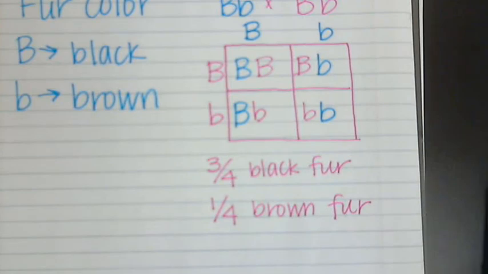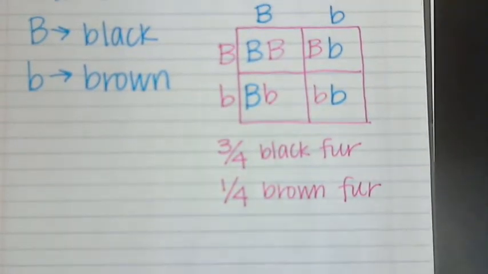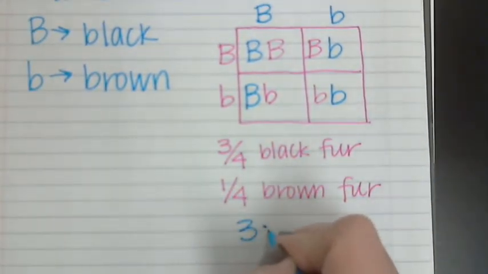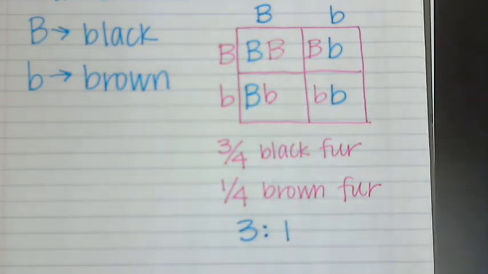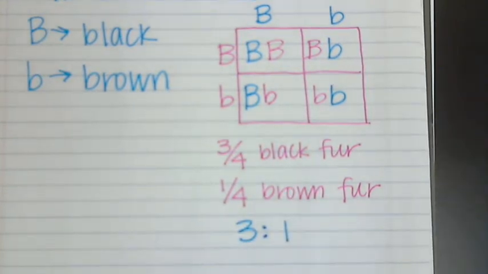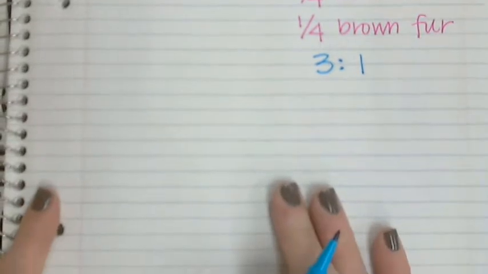Another way of writing this would be in a ratio. So our offspring would show up in a ratio of 3 black for every 1 brown individual. We can also do what's called a test cross. And for a test cross, you take an unknown individual.